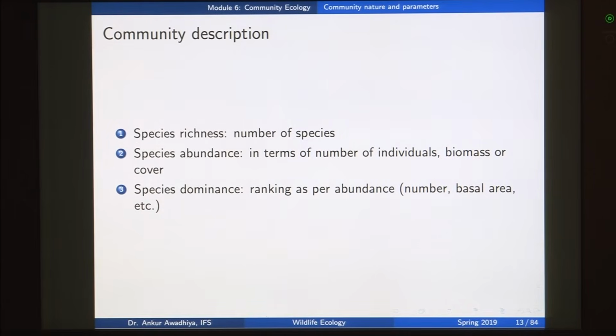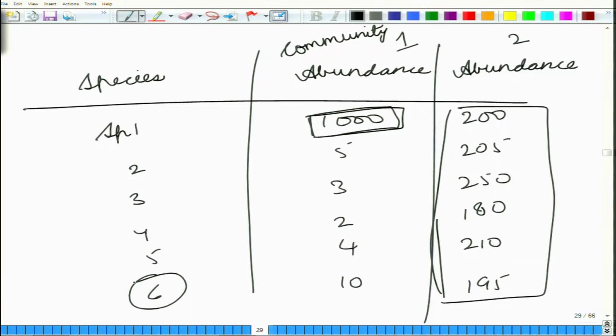Let us say that we went to a sal forest. How do we describe this community of a sal forest? In this case, we will define it using these 3 terms. The first one is species richness. In any community we will define how many species are found in that particular community. In this particular example that we were considering, we had 6 species. So, we will say that the community richness in this case is 6.